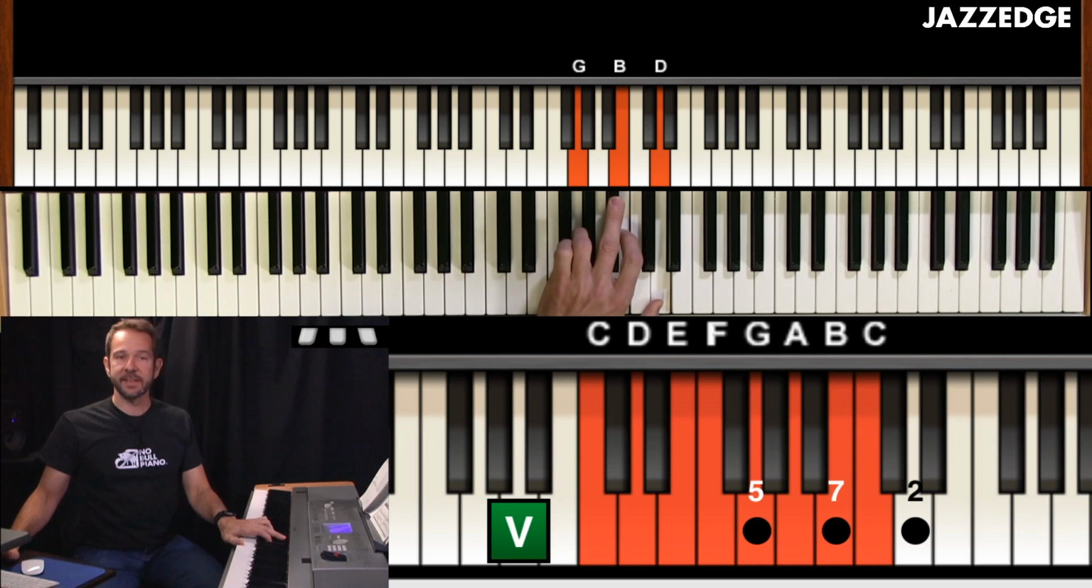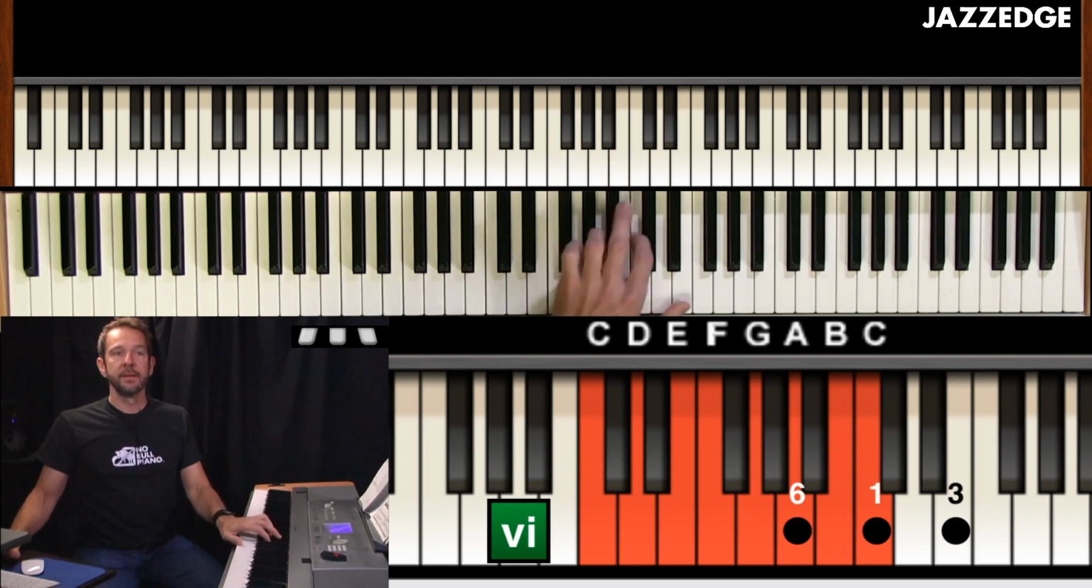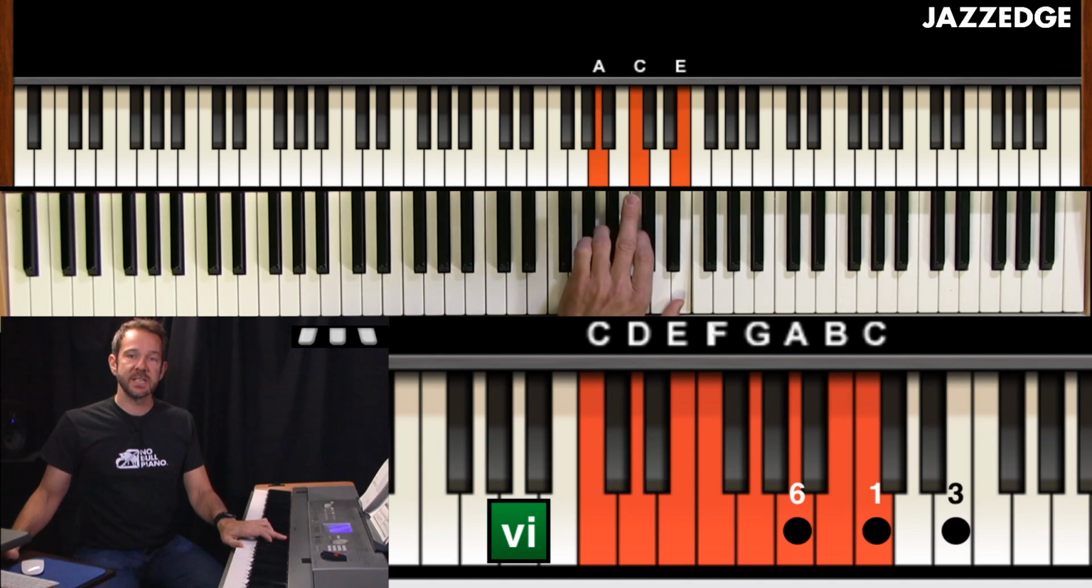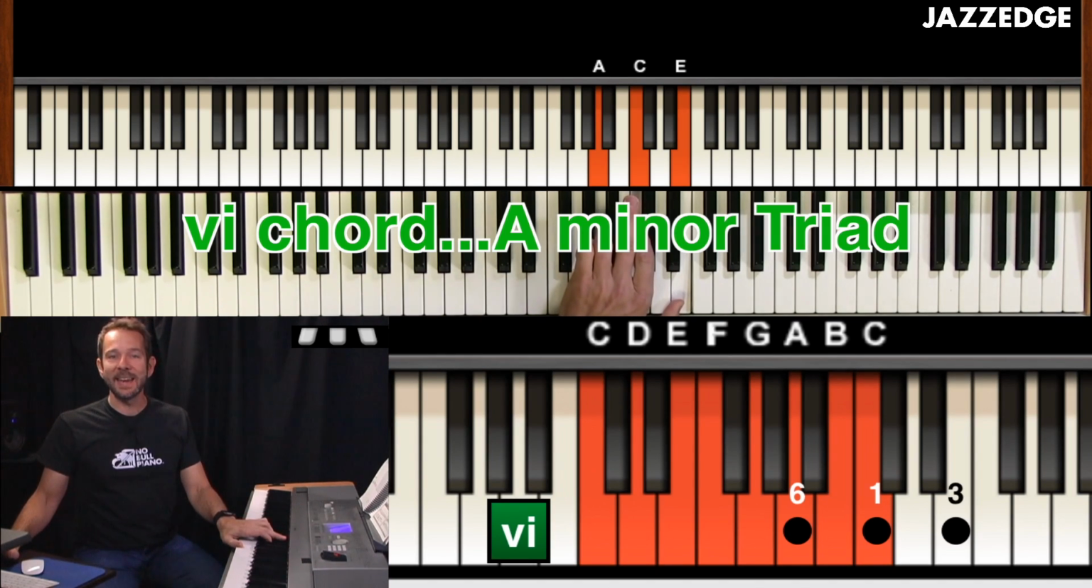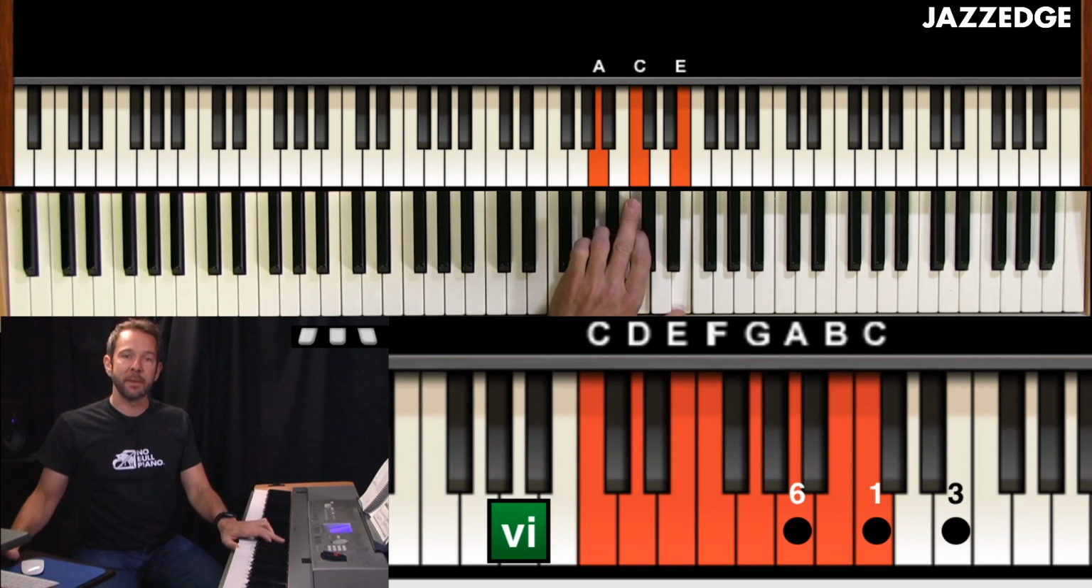That's the 5th, the 7th, and the 2nd notes of the major scale. Okay. Next note is my 6 minor chord, which is my A minor chord. This is A, C, and E, A minor triad.